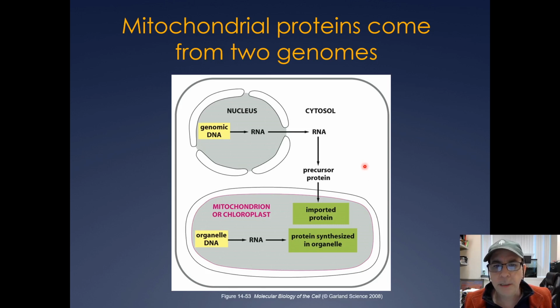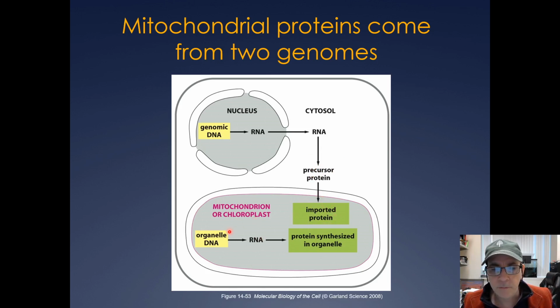And so ultimately, proteins come from 2 locations into the mitochondria. You can have genomic encoded mitochondrial proteins, and then the mRNA is transcribed, and then it gets out to the cytosol where it's translated. Then it becomes a precursor protein with the mitochondrial import sequence, and then it's imported via the mechanism we just saw.